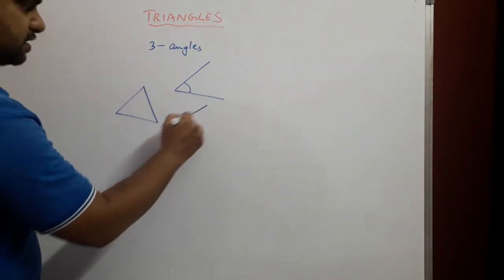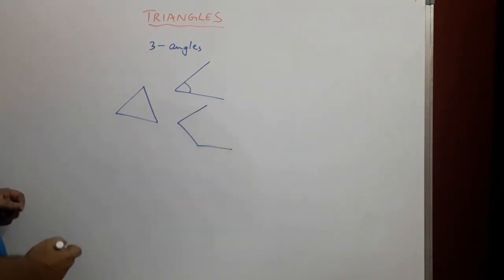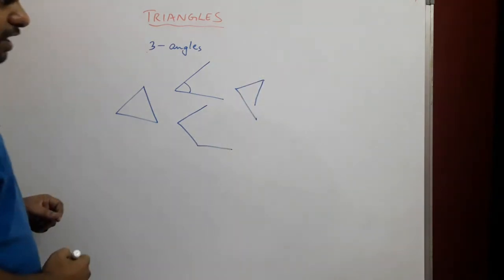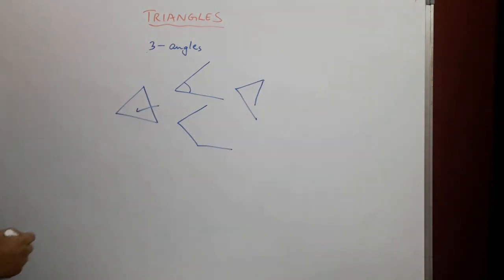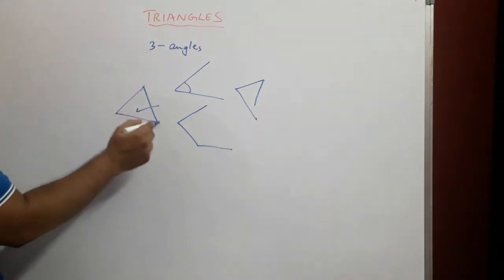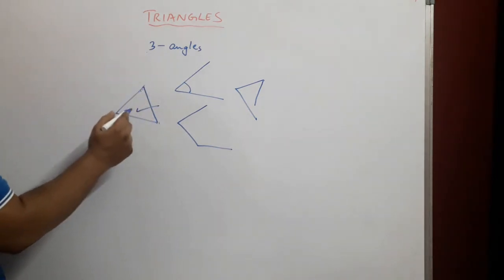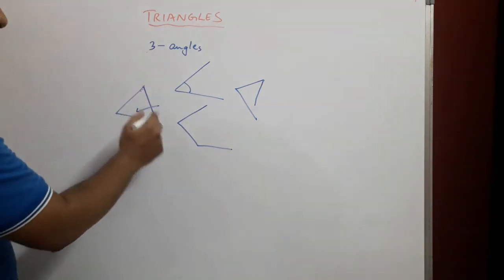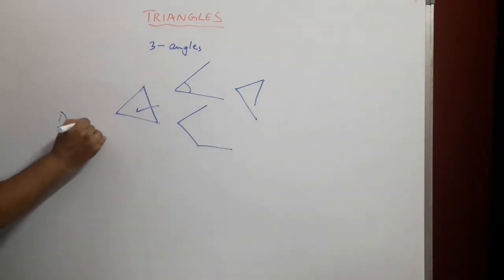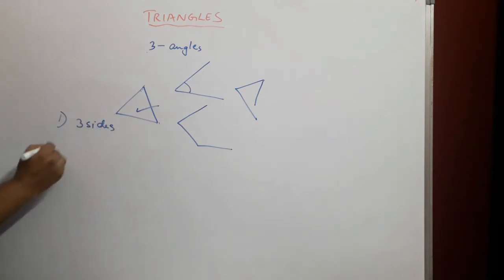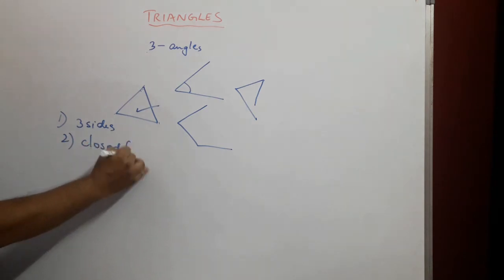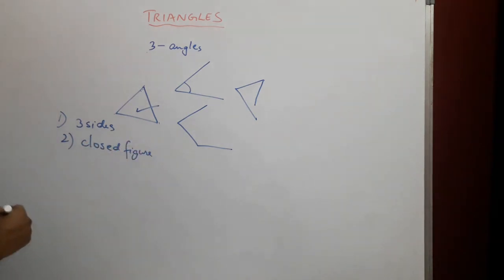So just being three sided, we could have three sides like this. This is not a triangle. This is not a triangle. This is a triangle. Why is this a triangle? Because there are three sides and those three sides are closed, or they meet each other. So this forms a triangle. So two things are very important. First, a triangle has three sides, and secondly it should be a closed figure. Only then can we say that it is a triangle.